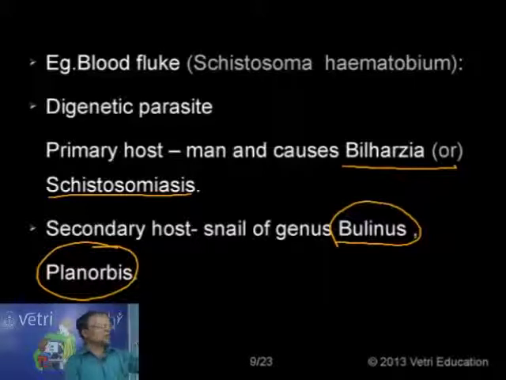So the animal completes its sexual cycle in man, that is why man is called a definitive host or primary host. And it completes its asexual cycle in Bulinus, that is why it's called a secondary host or intermediate host. The disease caused is called bilharzia. The main symptom of this disease is hematuria.